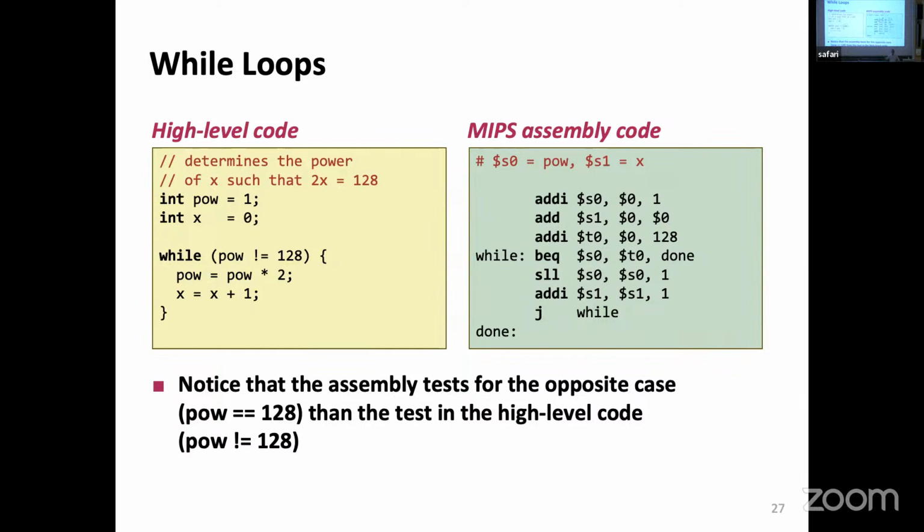Shifting left is multiplying. If I shift a binary number to the left by 1 digit, I'm multiplying the number by 2. So this is exactly what we were trying to do. And now I am incrementing the immediate by 1, and I continue. I jump back to the while loop, check if S0 and T0 are the same. If they are not, I continue here. If they are equal, I'm done with the loop and I get out of there.